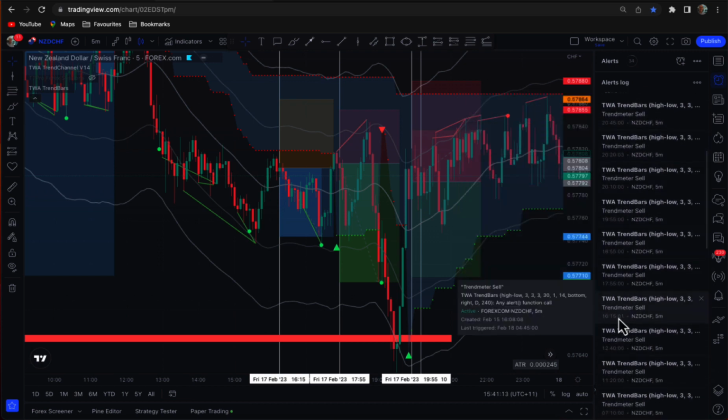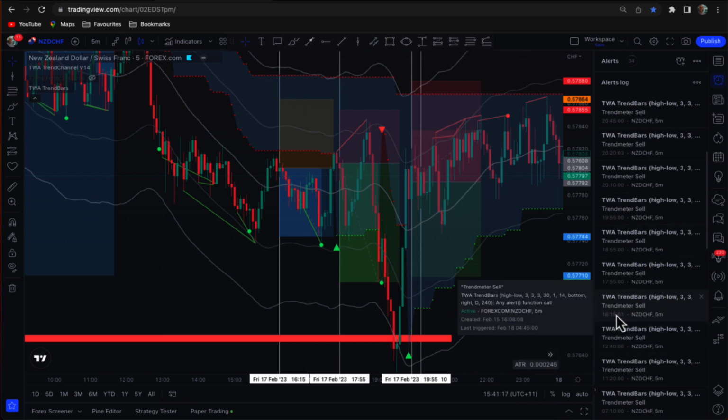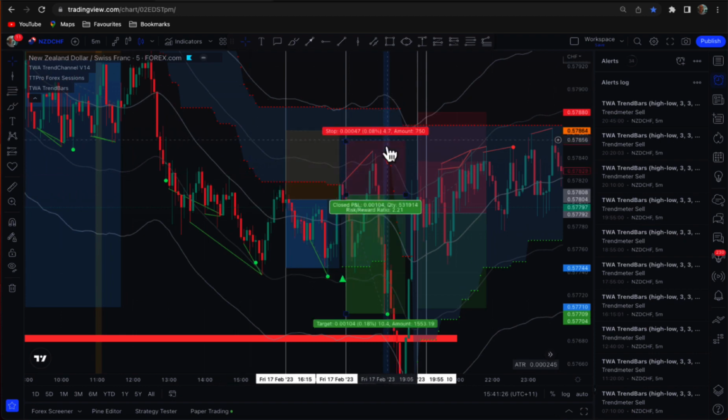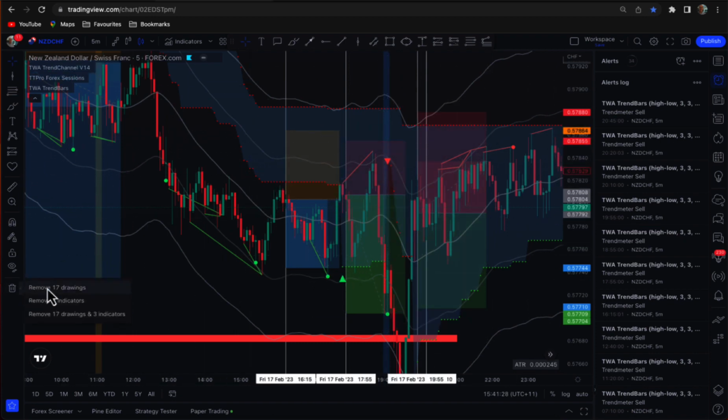Let's just have a look. 16:15 down here. That's heading into the London Open. So where is that? We could enable the Forex sessions up here. London Open is blue color. There's the blue color here. Let's just get rid of everything.